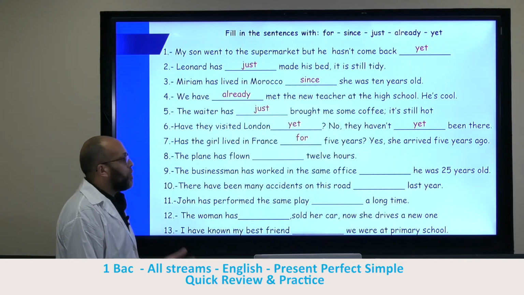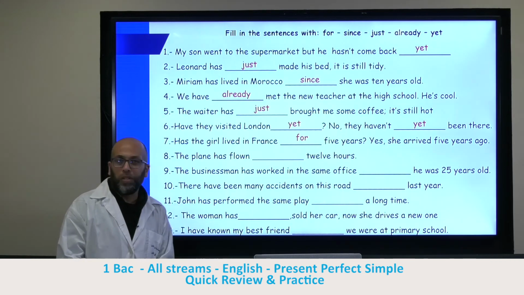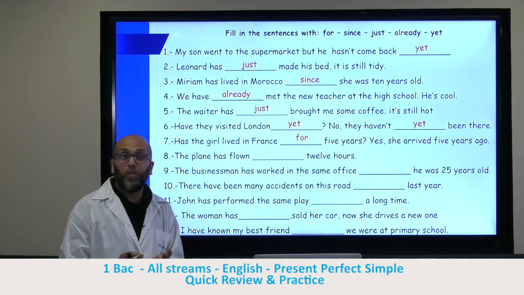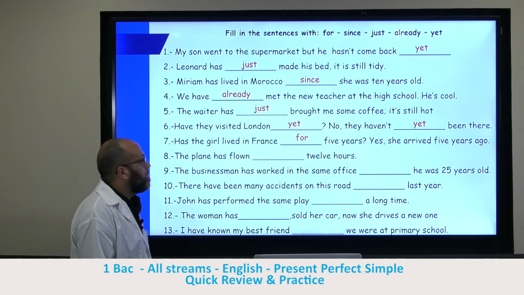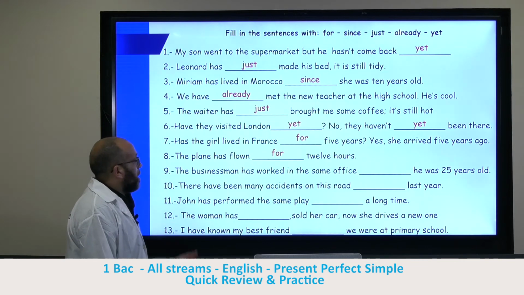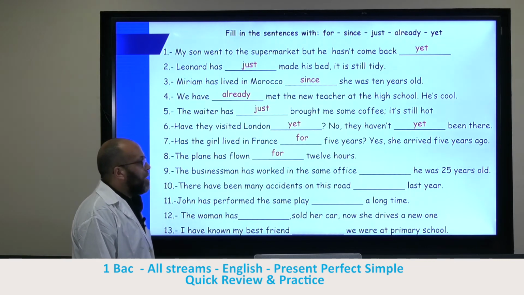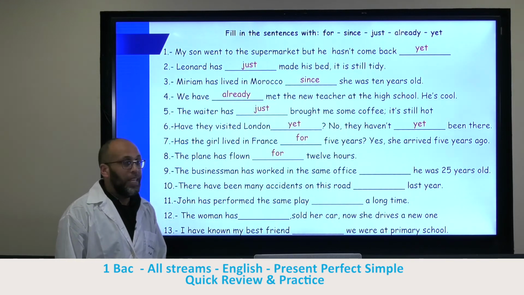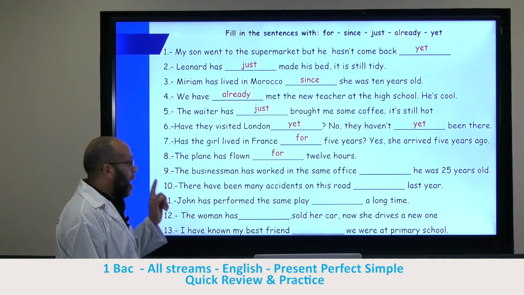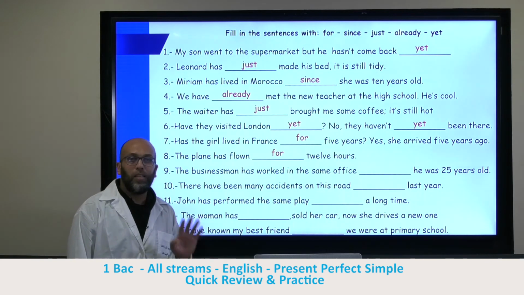The plane has flown for 12 hours. 12 hours is another period of time. So which word should be followed by a period of time? It is for. The businessman has worked in the same office since he was 25 years old. So since that age and up to now, he's been working in the same office.